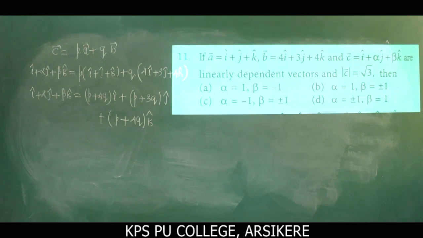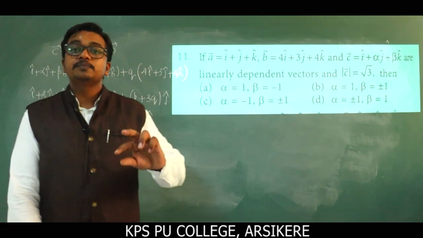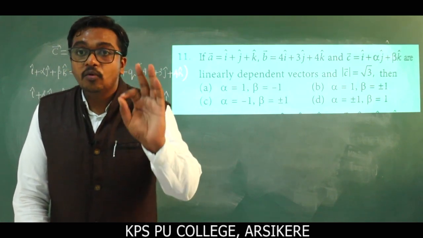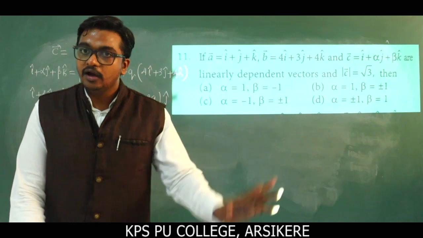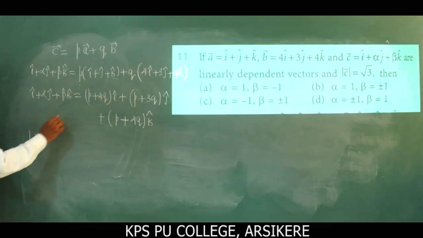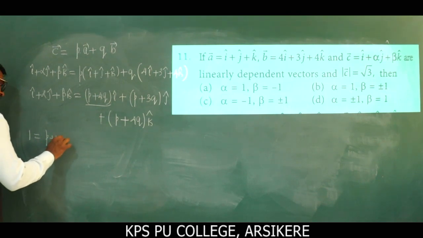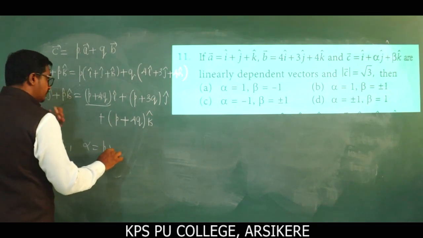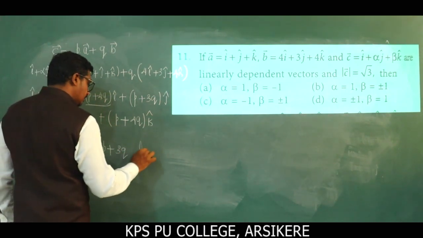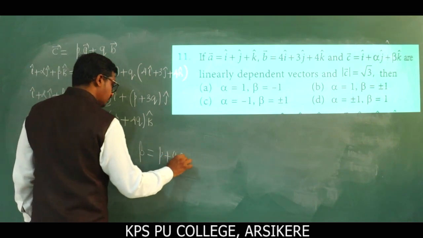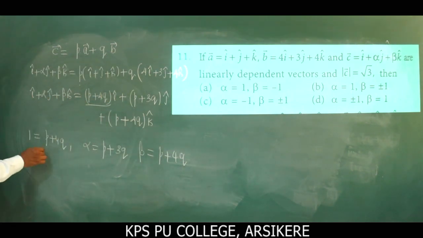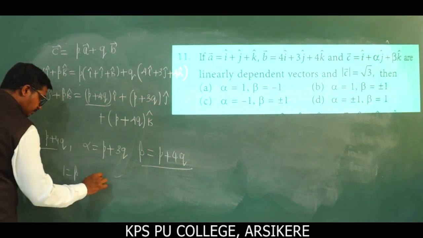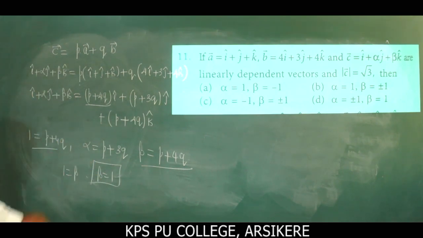First simplify. And just observe here, when two vectors are equal, corresponding scalar components are equal. It means component to component, i to i, j to j and k to k are equal. The i component on the left is 1, which is equal to P plus 4Q. The j component is alpha, and on the right-hand side P plus 3Q, and here beta is equal to P plus 4Q. If you observe carefully, in the first and last terms, the right-hand sides are equal. It means obviously the left-hand side 1 is equal to beta. So beta is equal to 1.